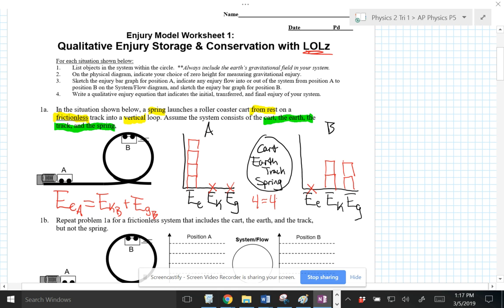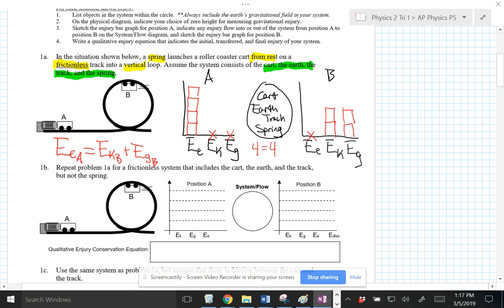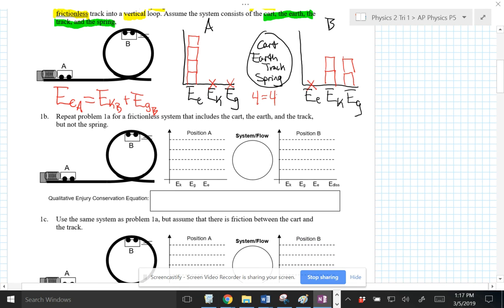Okay? And so if you were doing this independently, if you said 5 blocks initially, that's fine as long as you have 5 blocks in the end. Okay? So avoid that to avoid chaos. Repeat problem 1A for a frictionless system that includes the cart, the earth, and the track.